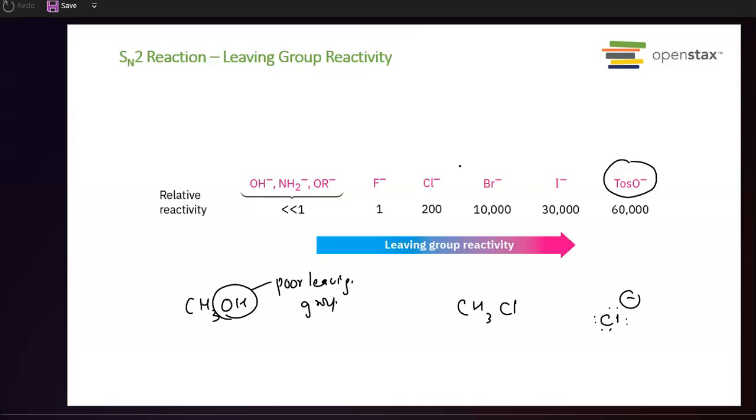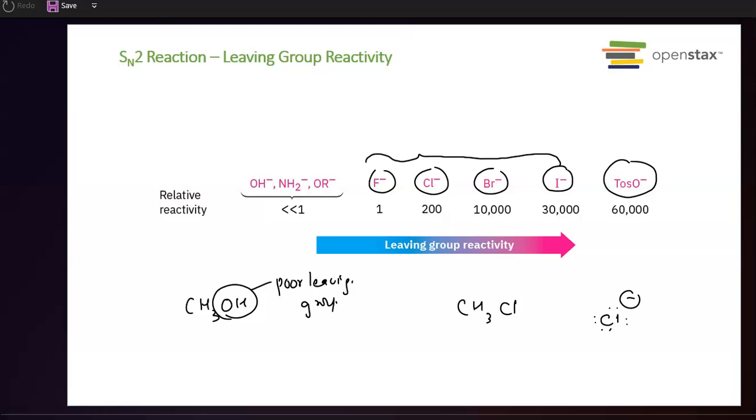Among halogens, since in this chapter we only deal with halogens as our leaving group, iodine would be the best leaving group, then comes Br, then chloride, and then fluoride. So the larger the size of the atom, the greater the tendency for it to leave. It is important to know that F minus, OH minus, and OR minus are not displaced by nucleophiles. So these are poor leaving groups.